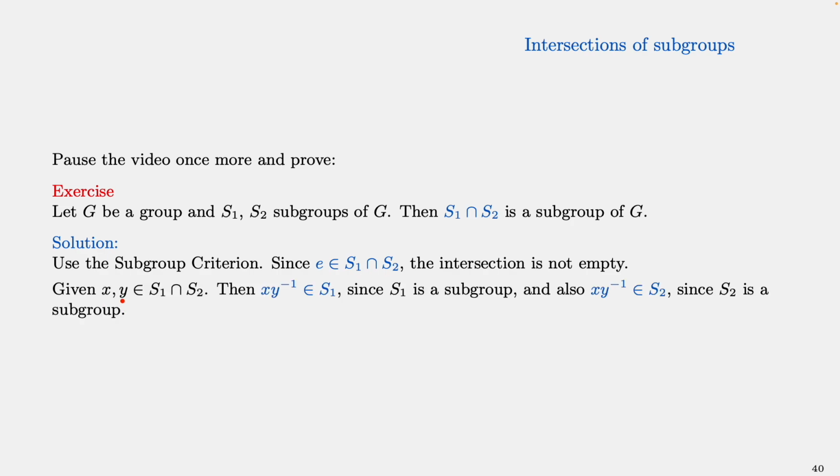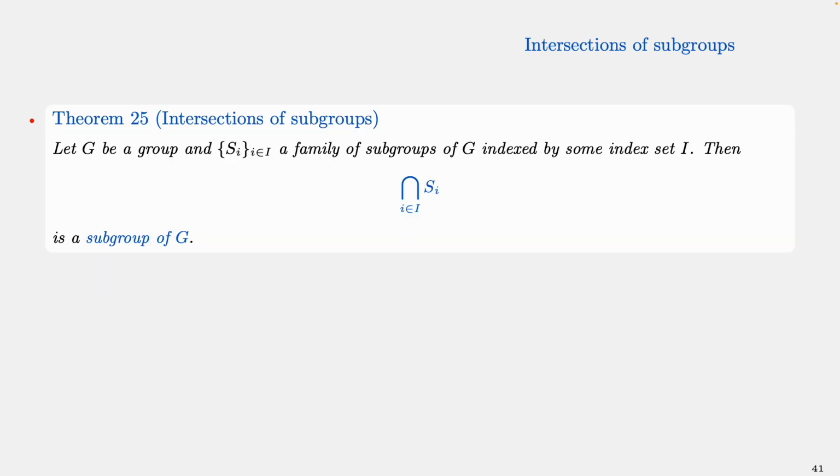Now we take x and y that are contained in the intersection, and that, of course, again means that x and y are contained in both S1 and S2. So by the subgroup criterion for S1, x times y inverse is contained in S1, and by the same reasoning, x times y inverse is contained in S2. But if x times y inverse is contained in both, then it's contained in the intersection, and that concludes the proof. By the subgroup criterion, the intersection is not empty, and it satisfies this property for all x, y in the intersection. And here we have a theorem that generalizes the previous exercise.